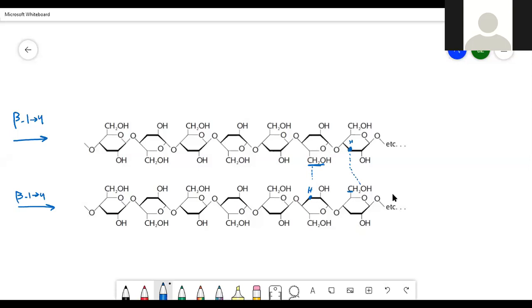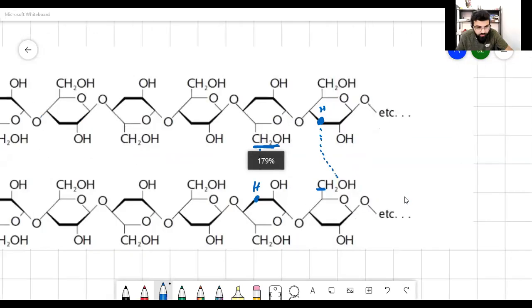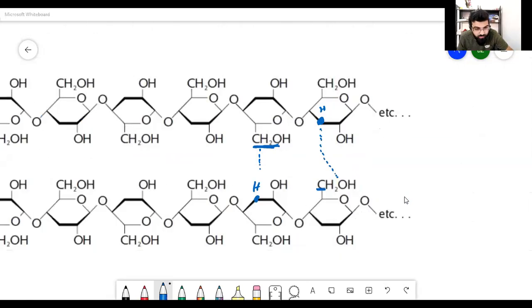Wait, I'll repeat. I'll zoom in more. My question: this carbon is carbon number 3, right? And this carbon here on this branch, carbon number what? 6. This carbon has hydrogen and this carbon has oxygen.